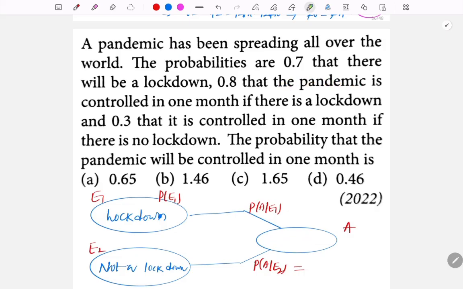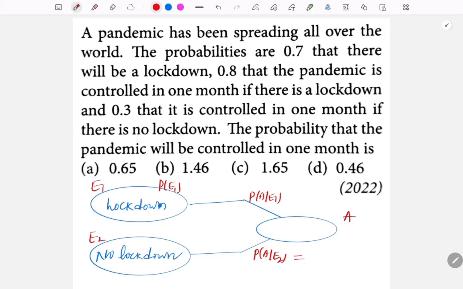The pandemic is controlled in 1 month. Next, there is no lockdown. It means, okay, it's not a lockdown, right? It means they only give it. This one is no lockdown. What is this event name? No lockdown. And we should find out P of E2 also here.